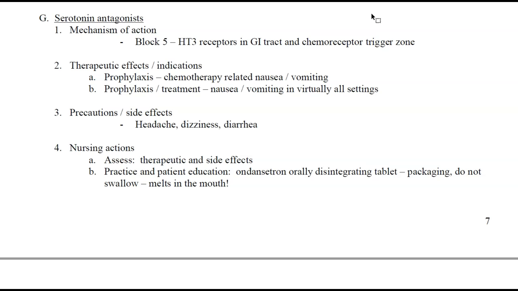So it's a blocker. It blocks the 5-HT3 receptor in the GI tract and chemoreceptor trigger zone. Therefore, the therapeutic effect or indication includes prophylaxis, meaning prevention, of chemotherapy-related nausea and vomiting, as well as prophylaxis and treatment of nausea or vomiting in virtually all kinds of settings and for all kinds of reasons. Precautions and side effects. We have to be very careful because these are possible side effects: headache, dizziness, and diarrhea. Nursing actions include assessment of therapeutic effects and side effects.